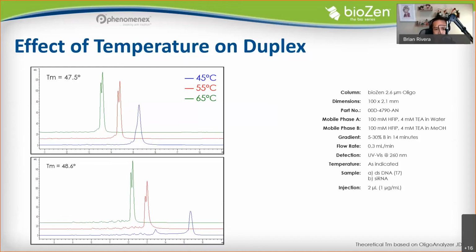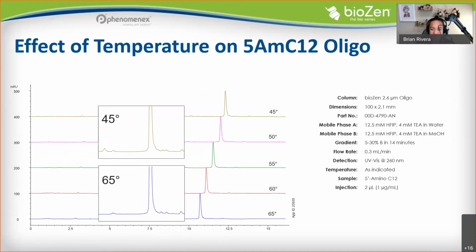So with duplexes, you're going to want to run further away from that melting temp, let's call it upwards of 10 to 15 degrees higher than the theoretical melting temp. However, with single-stranded oligos, you may not need to run as hot as possible. This is just a 20 monomer oligo with an amino C12 at the 5' end, to replicate an oligo that has been conjugated. If you were to run this at incrementally higher temperatures, one can see, of course, a decrease in retention time.